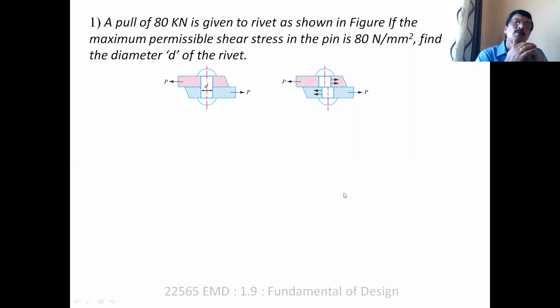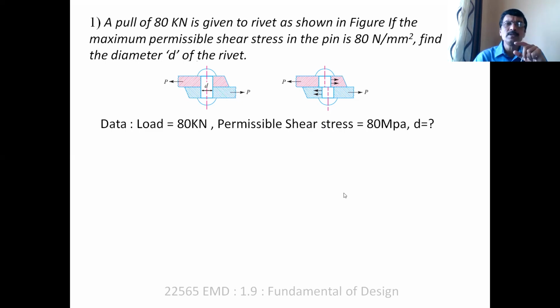Now let us come to the problem statement. A pull of 80 kilonewton is given to the rivet as shown in the figure. If the maximum permissible shear stress in the pin is 80 megapascal, find the diameter D of the rivet. If you look at the figure, you will find that there is a diameter D of the rivet and it is going to fail. Now let us take the data. Load is 80 kilonewton, permissible shear stress is 80 megapascal, and what is the diameter D?